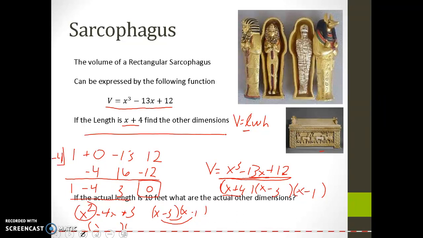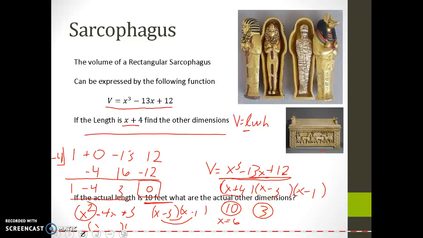I don't know if you can read this. It says the actual length is 10. So if the actual length is 10, that means x plus 4 is 10. Well, if x plus 4 is 10, what does x have to be? We can solve that equation. We go x plus 4 equals 10, subtract 4 from both sides, and we know that x has to be 6. So what do the other dimensions have to be? Well, we know that the first one is 10. If x is 6, then 6 minus 3 is 3.